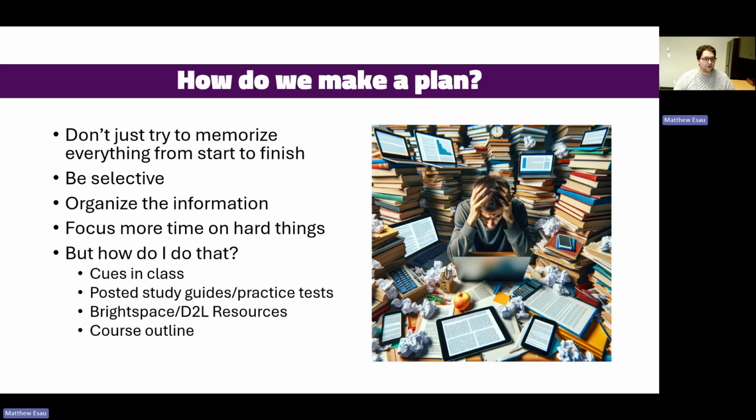So we're going to focus. Part of being selective is focusing more time on the things that we find challenging, the things that we had trouble remembering. If you spend too much time on things that you already know quite well, you're going to struggle when it comes to the things that you're not as good with. Organizing the information is very important. Information that's organized into categories that make sense, that we can use to cue ourselves to retrieve the information that we need, is really an important part of getting ready for the exam.